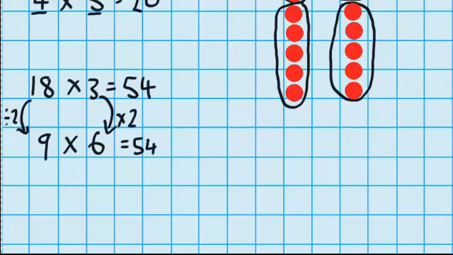You notice in this example how the answers are the same here. The only thing I'm doing is I'm just changing the way this question's set out. Instead of having 18 groups of 3, I'm just changing it so that now I've got 9 groups of 6.